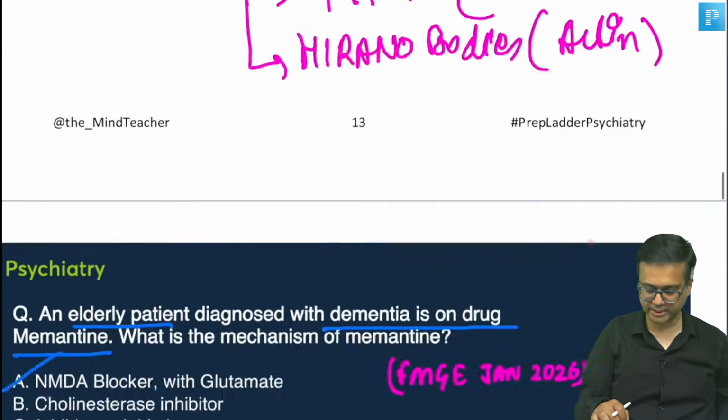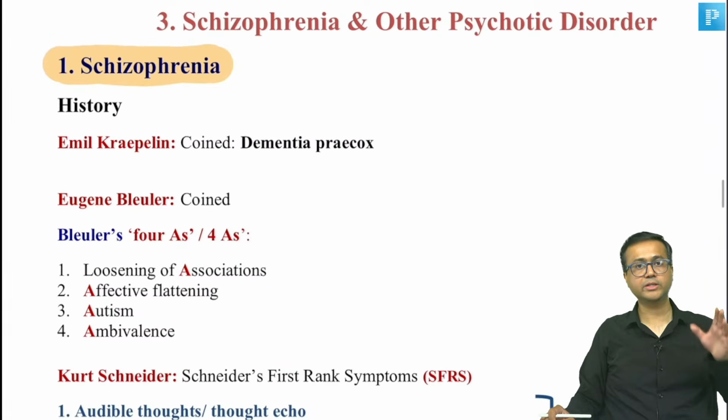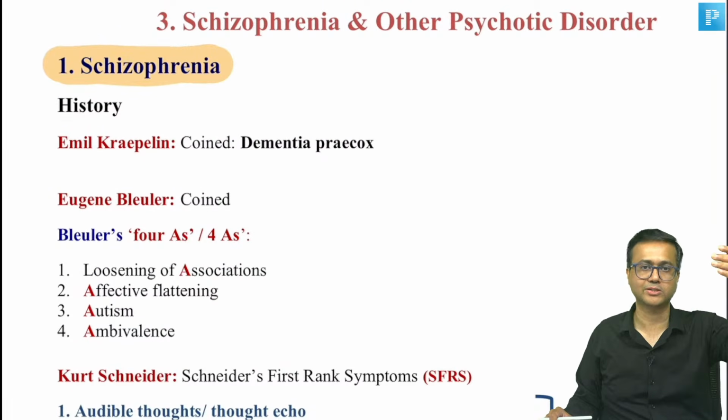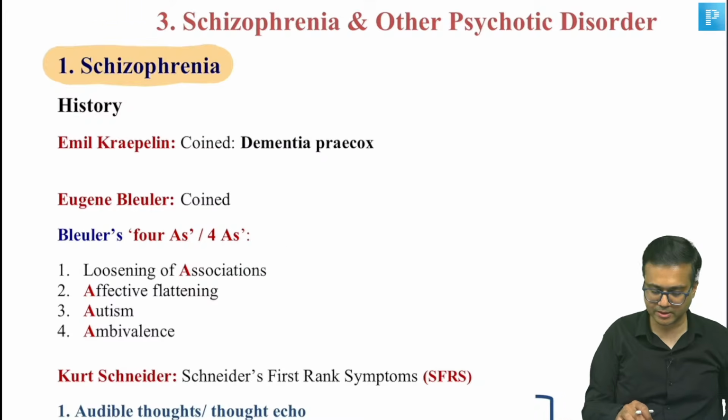Very good beta. Okay, so let's now discuss schizophrenia. See, everything in schizophrenia is important. Let's start from the history. So you know, so many years back the concept of schizophrenia was not the same as it is right now. So let's discuss few people.